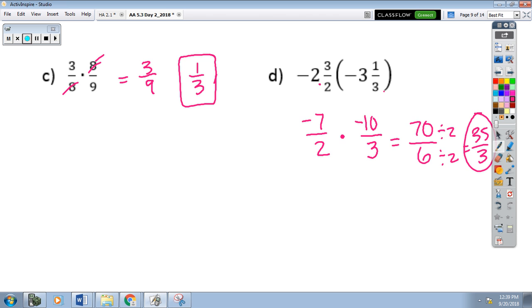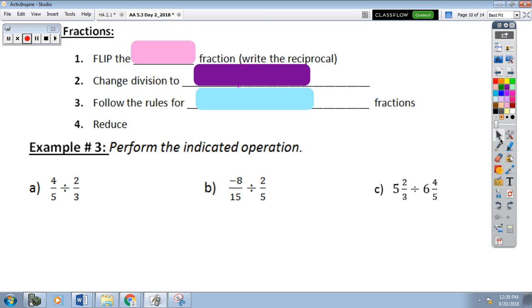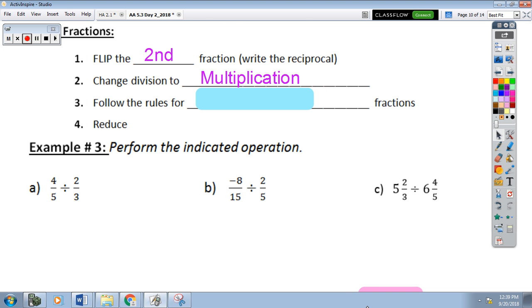Last operation is division. So division, if you remember, division of a fraction is the same thing as multiplication of its reciprocal. So that's what the steps are going to tell us to do. We are going to flip the second fraction, which means writing the reciprocal of it, and we'll change division to multiplication. And once you've done that, all the problems will look just like the ones we just did. Follow all the rules for multiplication. Go across the top, go across the bottom, and reduce. You can cross-cancel once you've flipped it, if you want to.